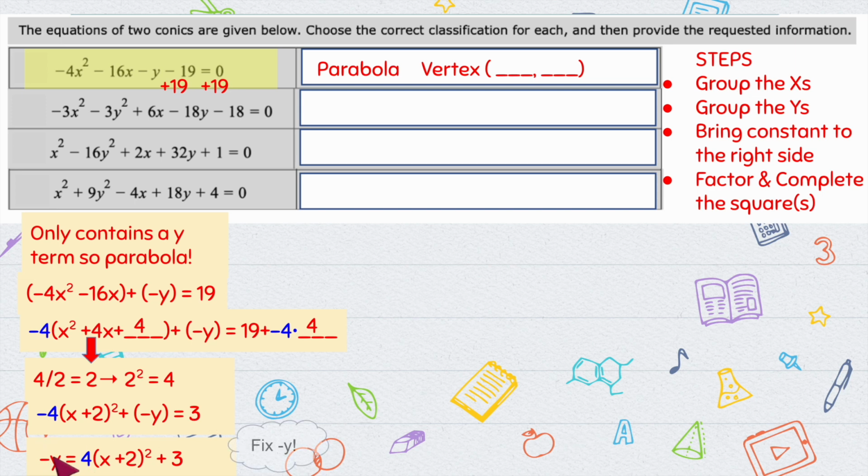I don't want negative y though, so I do need to fix the y. You can see now it's positive. I've just moved it over to the other side and it's flipped it. It's negative 4 and it's negative 3. So now I have it in standard form. So now I can grab my h and my k.